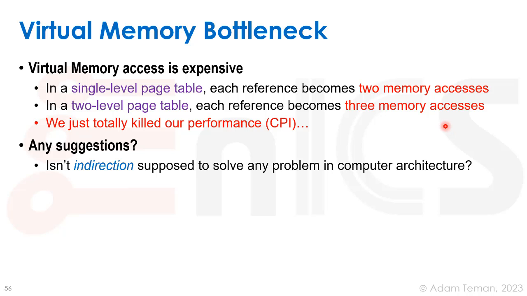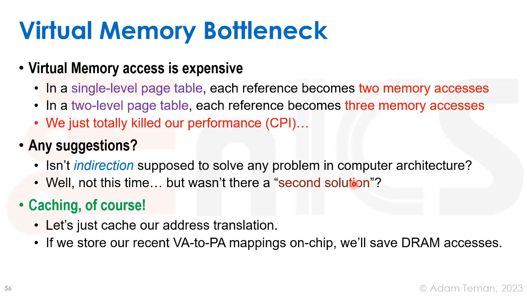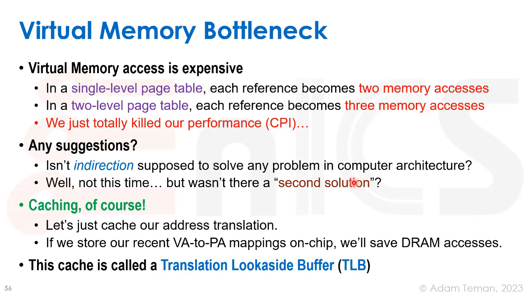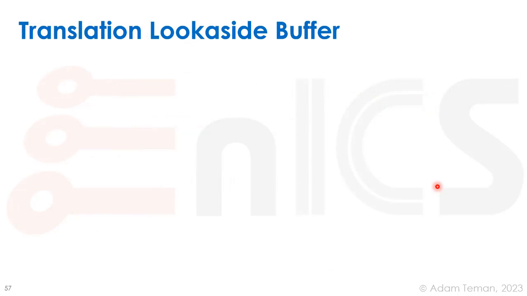So any suggestions? We said that indirection is supposed to solve any problem in computer architecture. Unfortunately, indirection doesn't really help here, but there is a second solution. The second solution is caching, of course. Let's just cache our address translations. If we store our recent virtual address to physical address mappings on the chip, we don't have to go to DRAM every time. And this is called a translation Lookaside buffer, which is the subject of this part of the lecture.